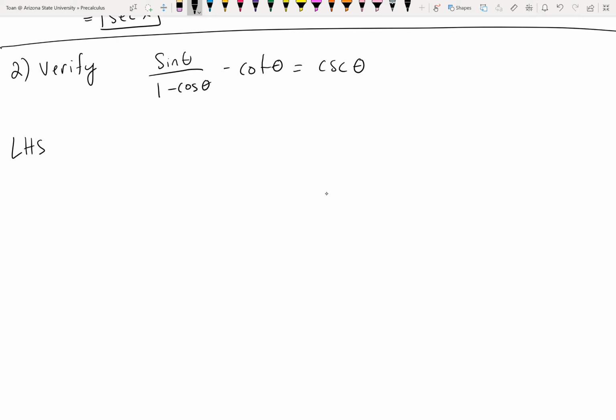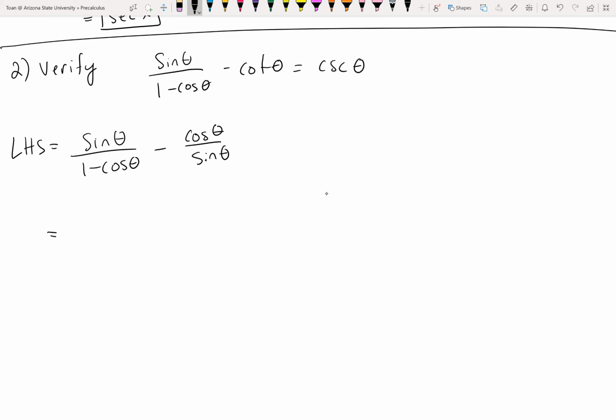I'm going to declare that I'm going to start on the left-hand side. And I think the first thing I'm going to do is convert everything into sines and cosines. So we have sine of theta over 1 minus cosine of theta minus, and I should know that cotangent is cosine of theta over sine of theta.